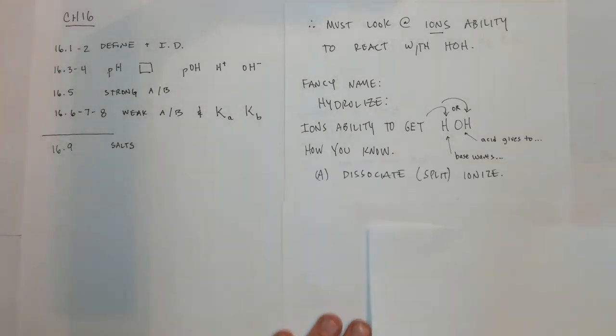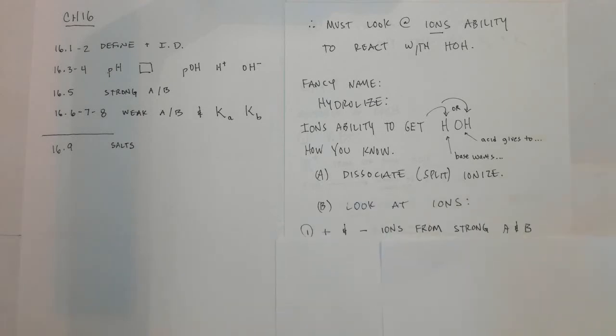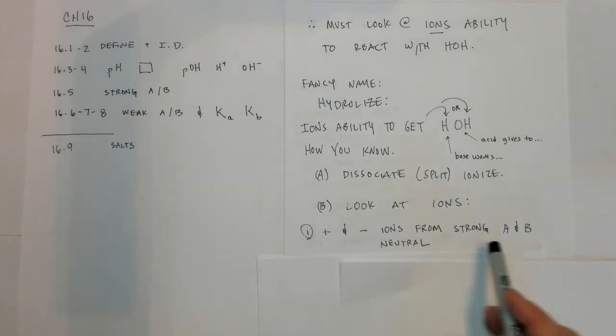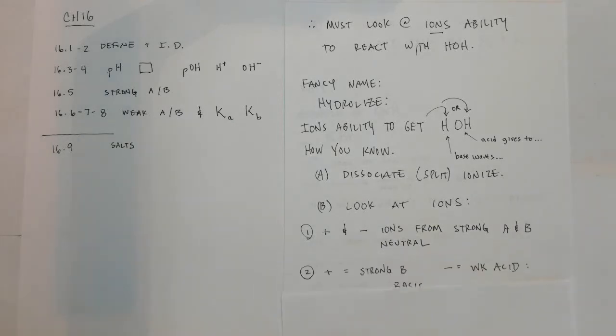So how do you know? How do we know? Well, step number one is to dissociate or split up the salt, or ionize it. Step number two is to look at its ions. And there are 4 different cases that can happen with these ions. Case number one is that the positive and the negative ions are from a strong acid or a strong base. These will be neutral. Case number 2 is if the positive ion is from a strong base and the negative ion is from a weak acid. These will act basic.